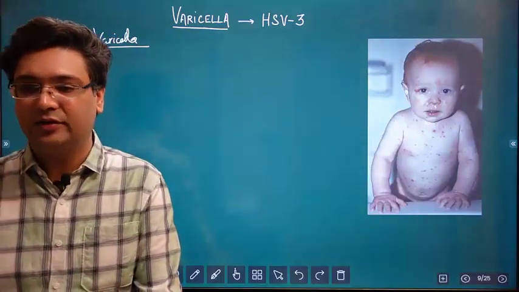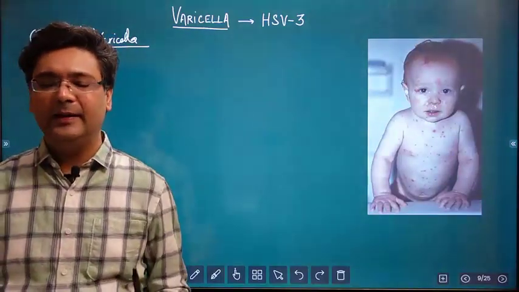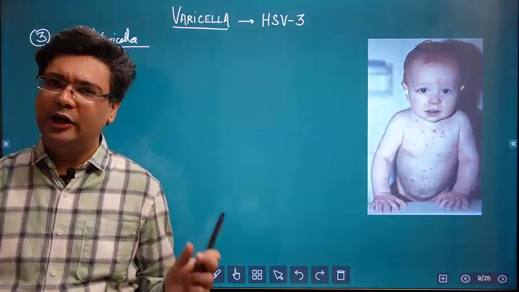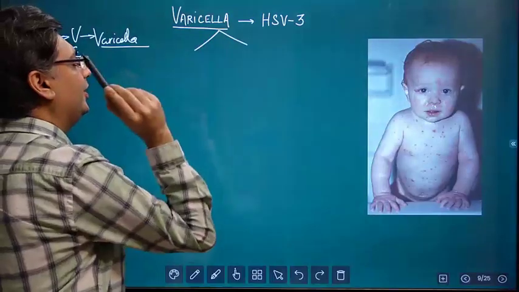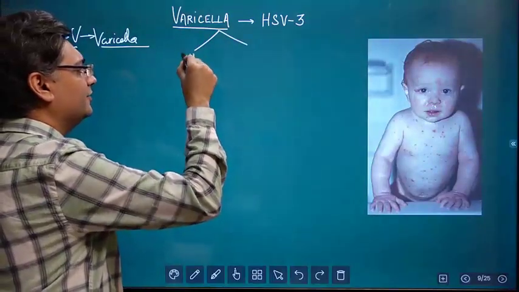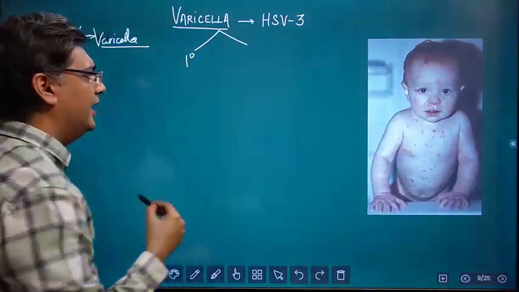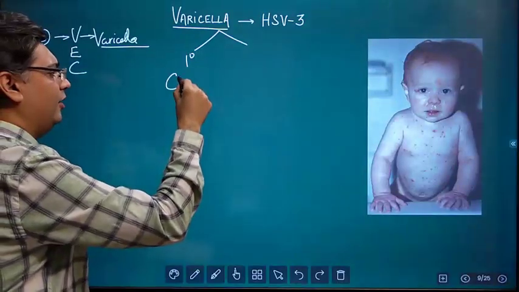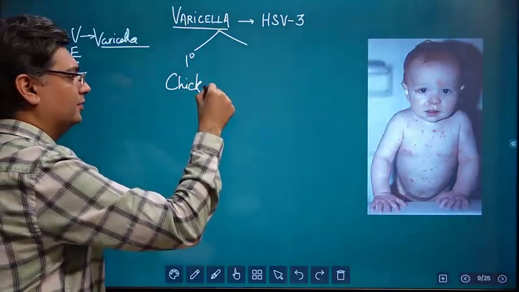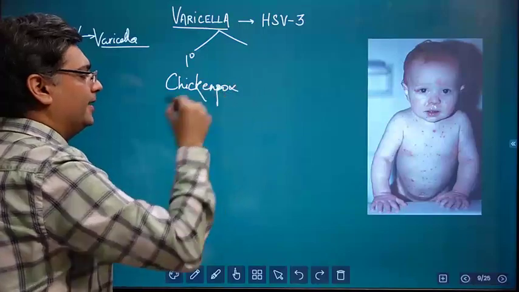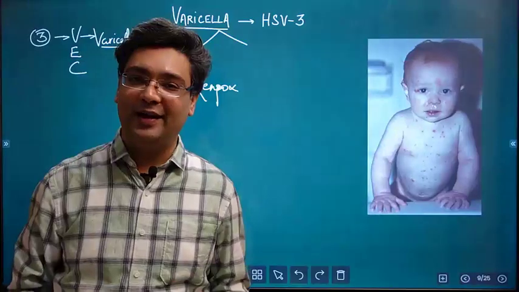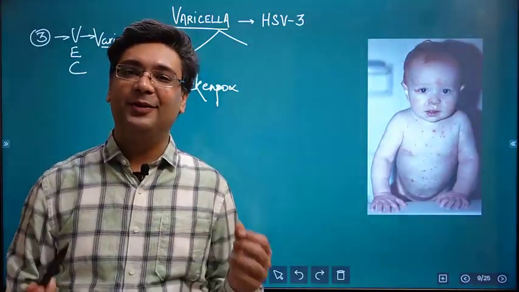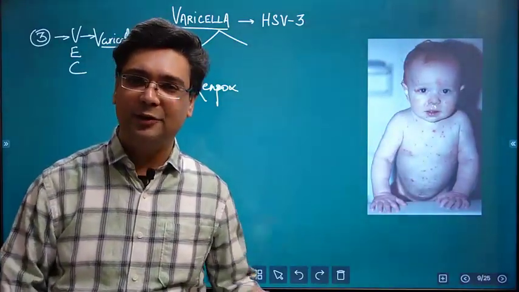So varicella zoster virus is that member of the herpes family, and it is extremely contagious. If we talk about varicella, we are going to have 2 infections here. The first one is the primary infection, which is called chickenpox. If you have not had a shot, then maybe you would have suffered from chickenpox when you were young.